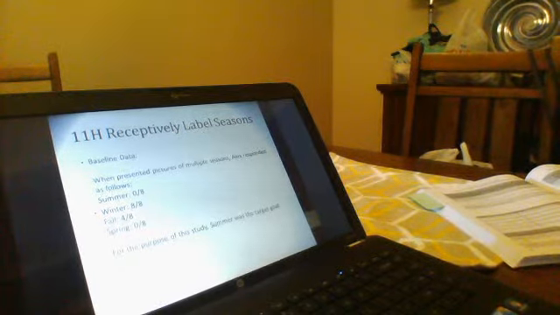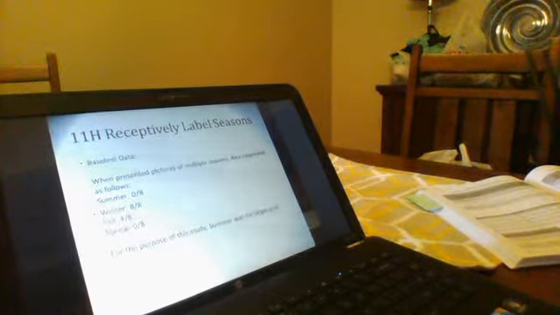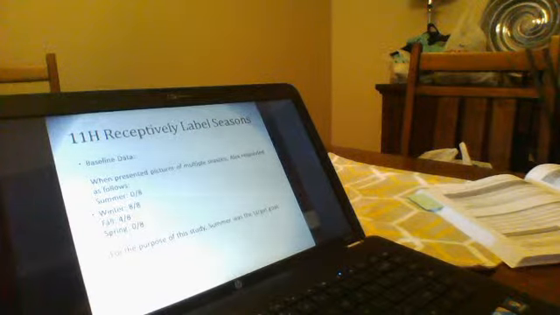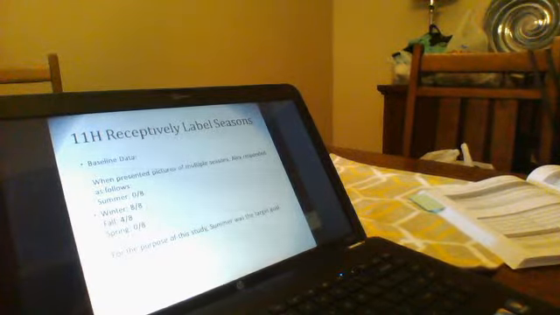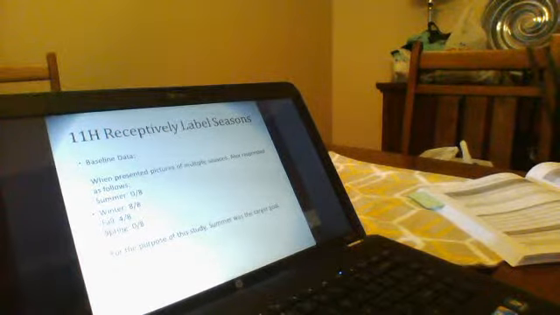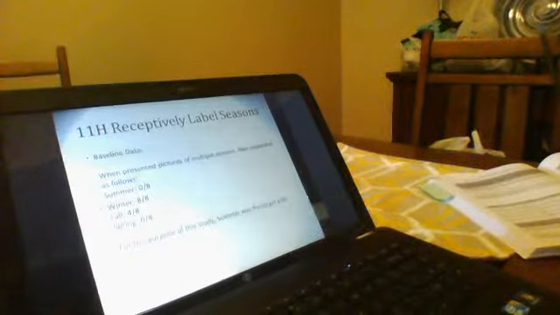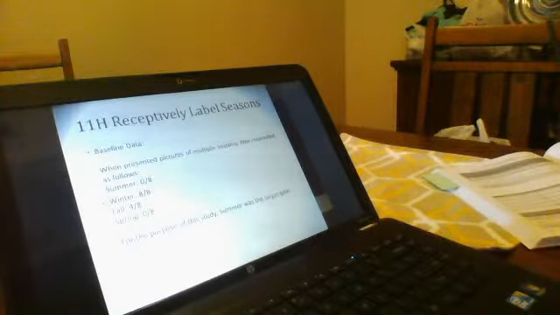When presented multiple pictures of seasons, Alex responded as follows. Summer, he received 0 out of 8 correct. Winter was 8 out of 8 correct. Fall was 4 out of 8 correct, and spring was 0 out of 8 correct.